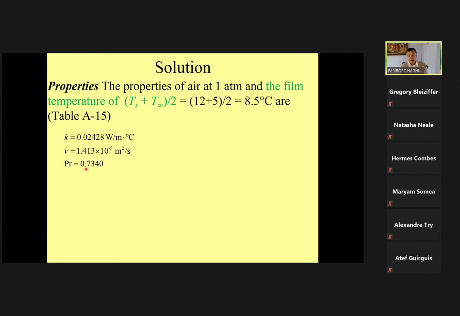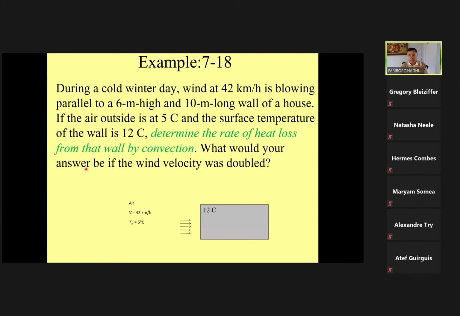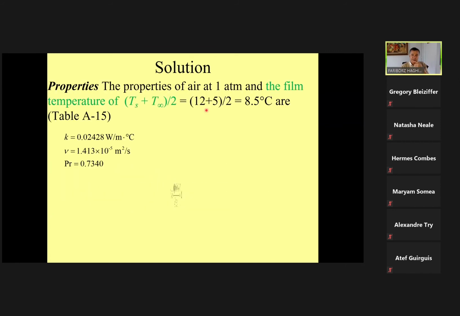We go back, again, I mentioned that I believe the wall was 10 meters long. This is your L. And you mentioned the velocity, 42 kilometers per hour. You change it to meters per second. I hope you know how to do that: times 1000 divided by 3600 gives meters per second. We calculate the velocity, you have the length, and we have the kinematic viscosity. Re equals V times L divided by kinematic viscosity. And that gives you the value that you have.